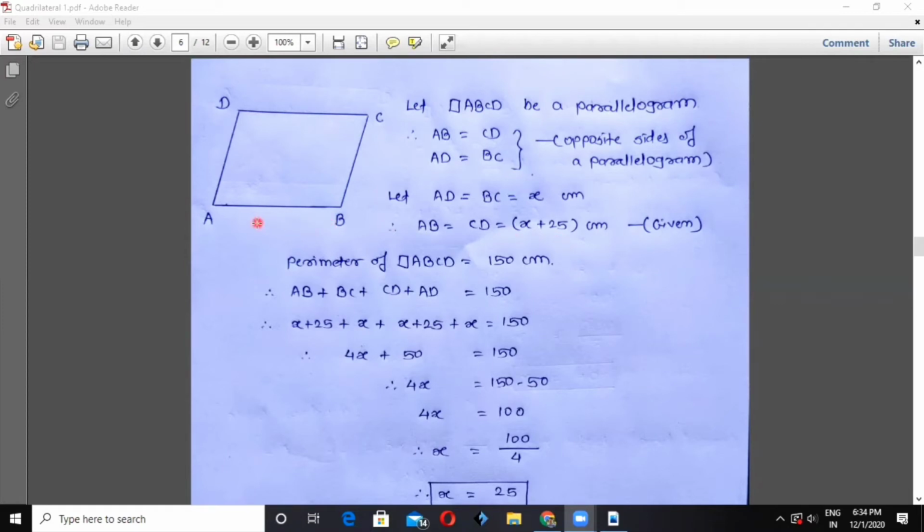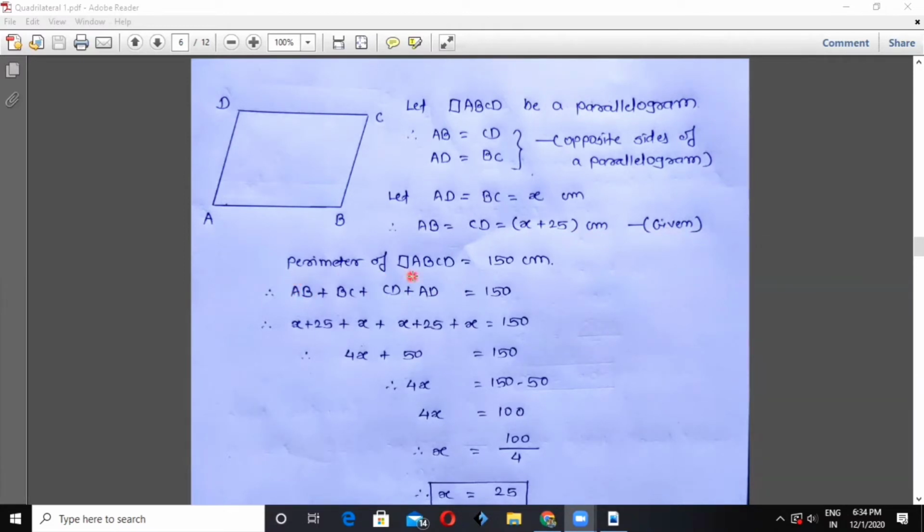So if we consider AB and AD, we have assumed it as x centimeter, so its adjacent side must be greater by 25, so it can be written as x plus 25. And similarly, if AB is x plus 25, its opposite side, that's CD, is also x plus 25 centimeter. So this is by given.